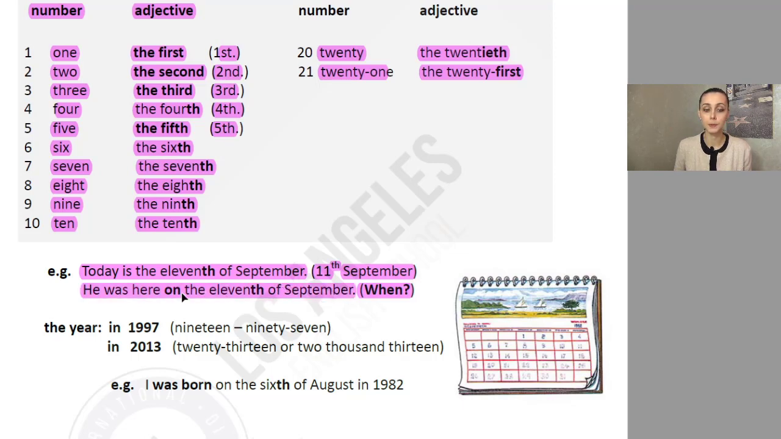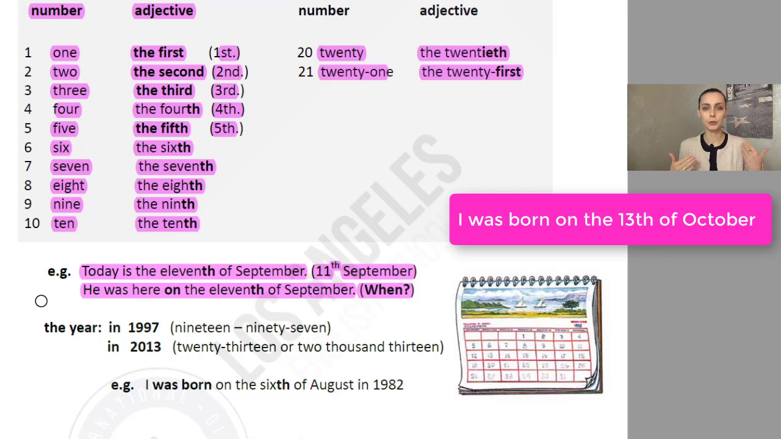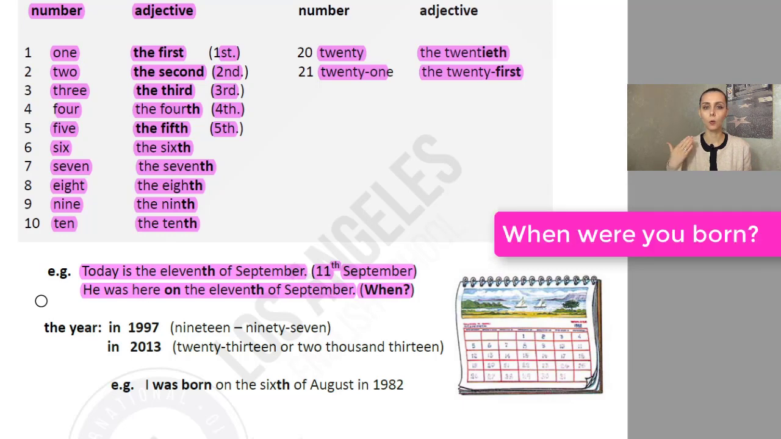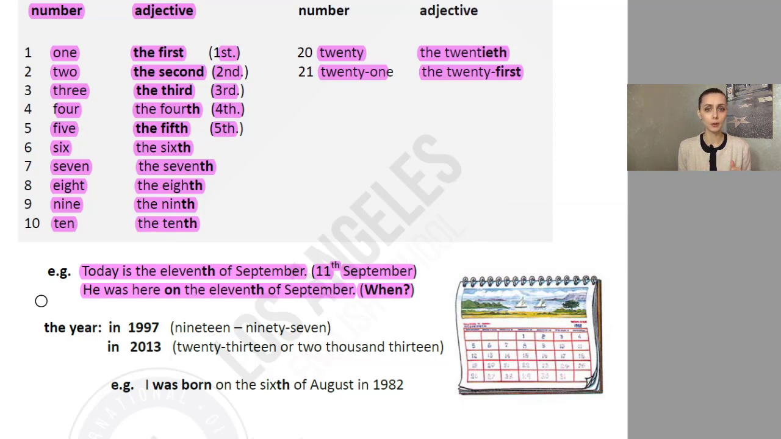So we use the preposition on. He was here on the 11th of September. Or, when were you born? I was born on the 13th of October. So let's try to give the whole answer. When were you born? All right, great job, guys.